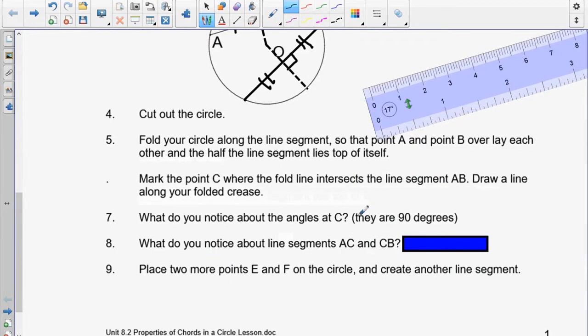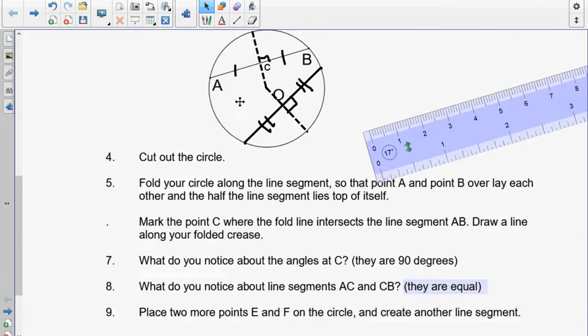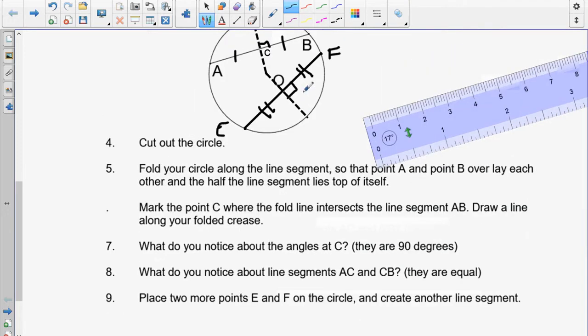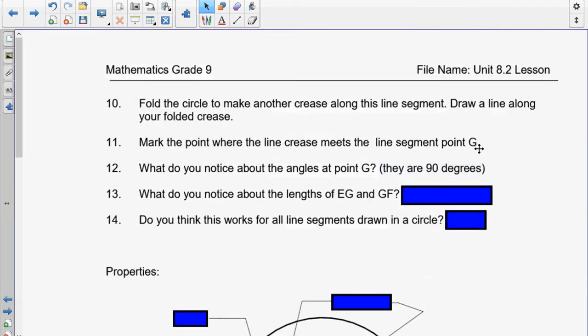For this one, it says, what do you notice about the line segments AC and BC? You notice that they're equal. Place 2 more on here and call these E and F. Maybe this is supposed to be a D, but I'm not sure. I guess it's not supposed to be a D, it's supposed to be a G. What do you notice about these angles? They're 90 degrees. And what do you notice about EG and GF, the 2 line segments? They are equal. So do you think this works for all line segments in a circle? The answer is yes.